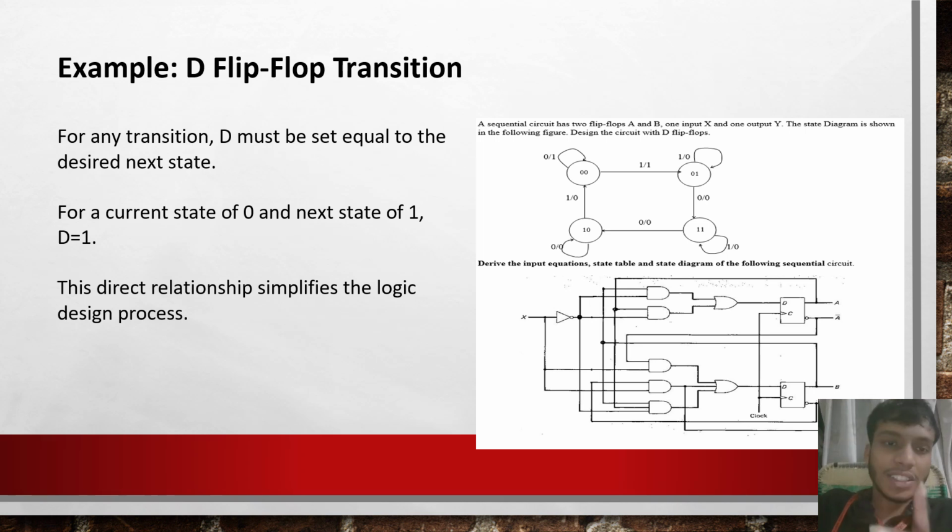For D flip-flops, for any transition, D must be set equal to the desired next state. For a current state of 0 and next state of 1, D equals 1. This direct relationship simplifies the logic design process.